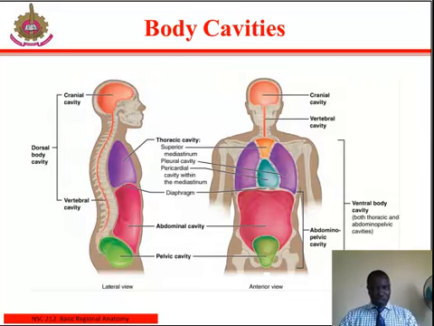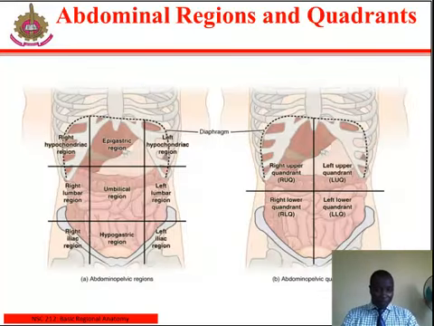Body cavities. The body maintains its internal organization by means of membranes, sheaths, and other structures that separate compartments. The two main body cavities are the larger ventral or anterior and the smaller dorsal or posterior body cavity. The dorsal posterior cavity and the ventral cavity are the largest body compartments. The ventral body cavity constitutes the thoracic cavity and the abdominopelvic body cavity.